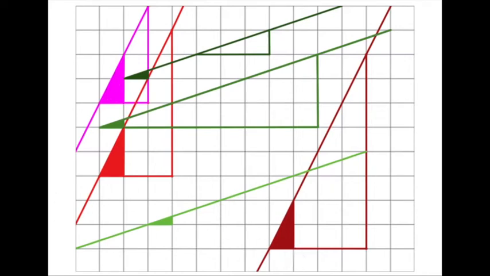So this is lesson 10, problem number 2. Three different lines with the same slope for each one of those.